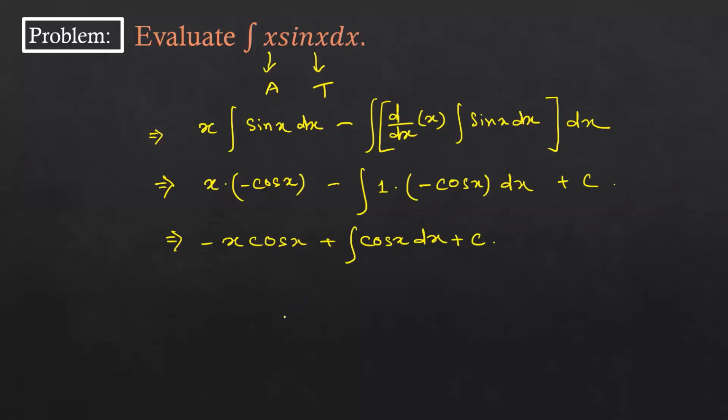Am I right? Yes, sir. So now you can see the result from here: minus x cos of x plus, cos of x integrates to sine of x, and plus another constant which is c prime. Is that clear? Is there any doubt? No, sir.